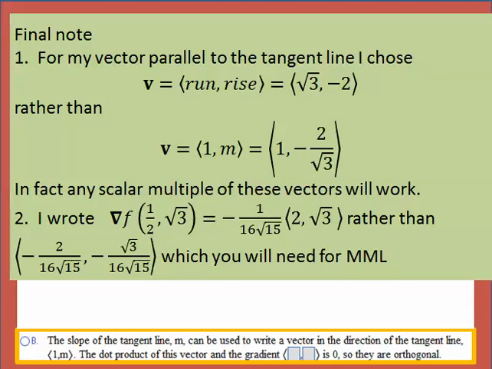Also, I brought my scalar value out, which you can't do for MyMathLab, so I've put it back in so you can see what it would need to look like. All right, well, I think that just about does it. Let me know if you have any questions.